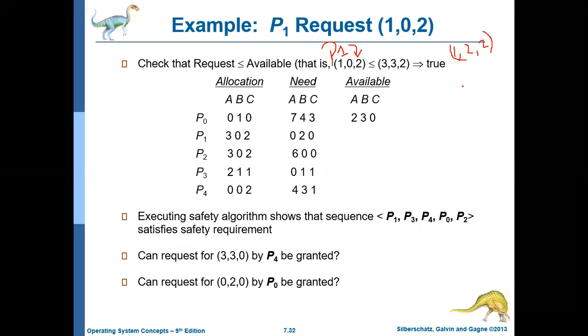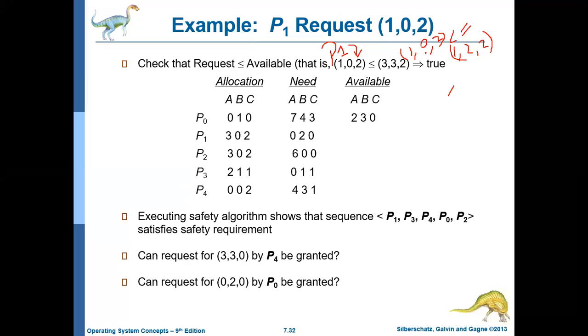Sorry, 122 is the need, and the request is 102. So you have to check whether 102 is less than 122 or not. Yes, this is less than or equal to 122 because 1 is equal to 1, 0 is less than 2, 2 is equal to 2. So this is less than need.